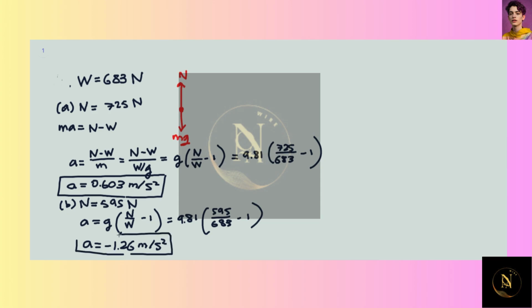And then the negative sign is significant because it means that the acceleration is directed downward, whereas before we saw that we got a positive acceleration, so the acceleration is directed upwards. And that's the interpretation of the sign.